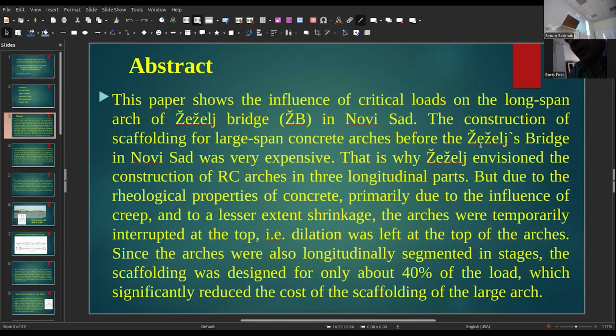But due to rheological properties of concrete, primarily the influence of creep and, to a lesser extent, shrinkage, the arches were temporarily interrupted at the top. The dilatation was left at the top of the arches. Since the arches were also built in longitudinal segments in stages, the scaffolding was designed for only about 4% of the load, which significantly reduced the cost of the scaffolding of a large arch.